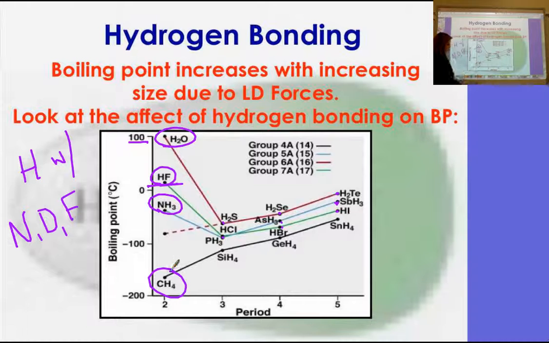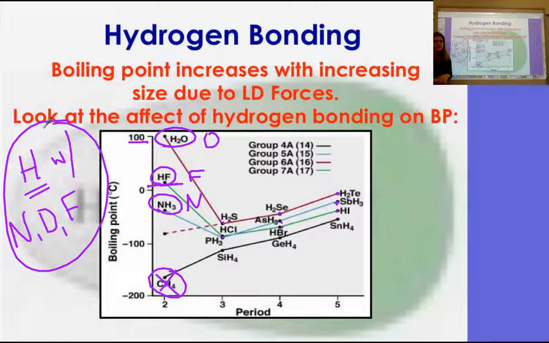It does not apply when hydrogen bonds with carbon. Only with oxygen, fluorine, or nitrogen, and of course the hydrogen has to be present. So boiling point increases with increasing size due to your LD forces, but look what happens when you add hydrogen in there, because not only do you have LD forces, you have a dipole-dipole, and you have hydrogen bonding. So you have all three when these are present.